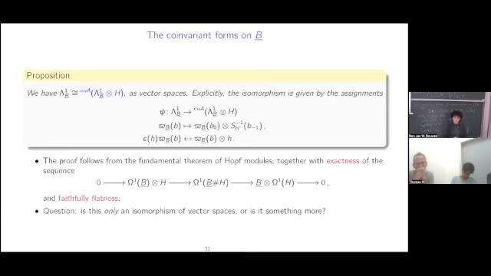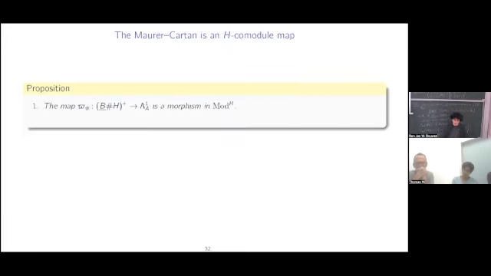So a question that we ask is: do we have actually something more? Do we have some more structure on this map, or is it only an isomorphism of vector spaces? This map is actually a morphism inside the category of right H modules. And in particular, both the restrictions at the level of B plus smash H and 1 smash H plus are.